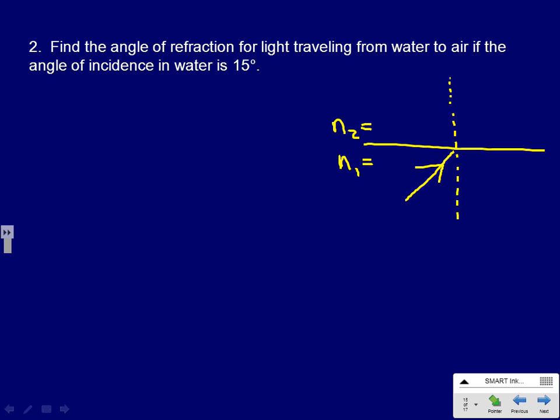Somebody tell me some numbers to put in various positions. What am I putting where? Is water 1.33? Was it 1.33 the other day for water? Anybody remember? I think it was 1.33. So where am I putting the 1.33? At the bottom at N1, 1.33, because that's where I'm starting with my light. N2 is air.